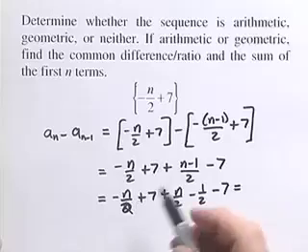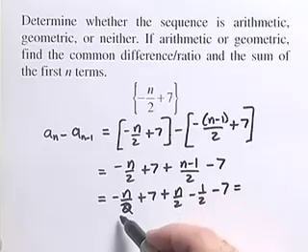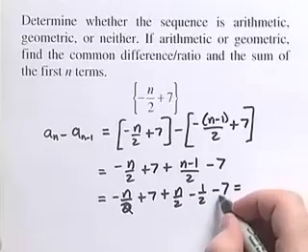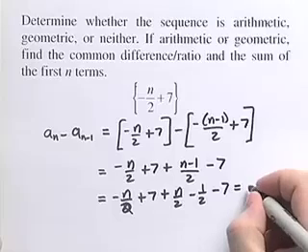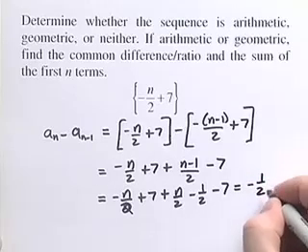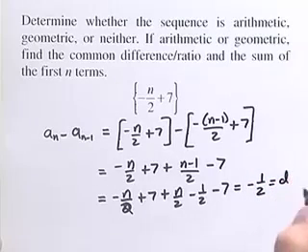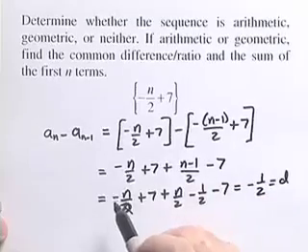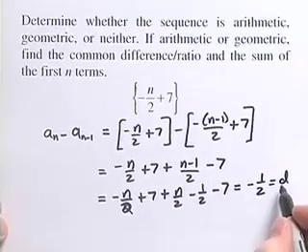So negative n over 2 plus n over 2, those are going to cancel. And we have 7 minus 7, those are going to cancel. We end up with negative 1 half. And that's going to be our common difference d. So this is an arithmetic sequence because we have a common difference.